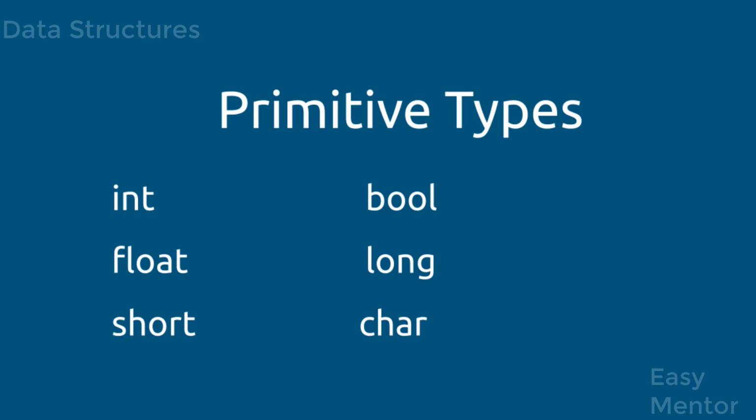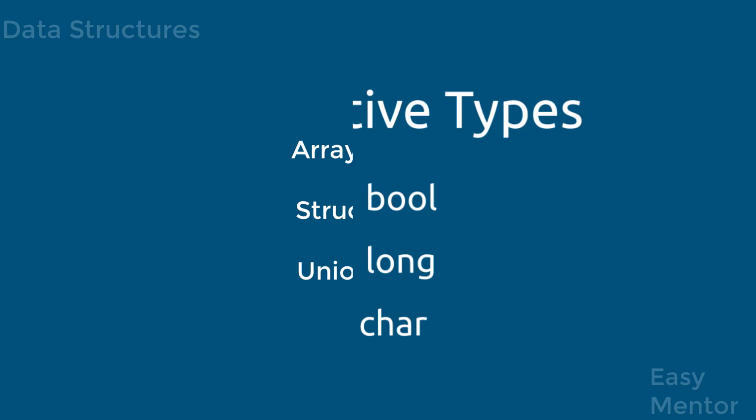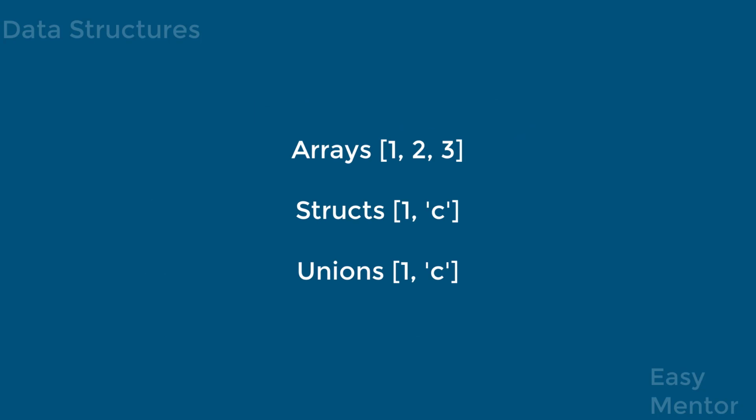Basic types in programming languages are called primitive types. Using primitive types, we can also build complex types. Examples of complex types are arrays, which are grouping variables of same type, structs and unions, which are grouping variables of different types. But there are two problems with primitive types.